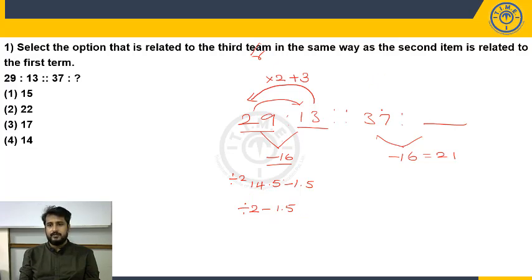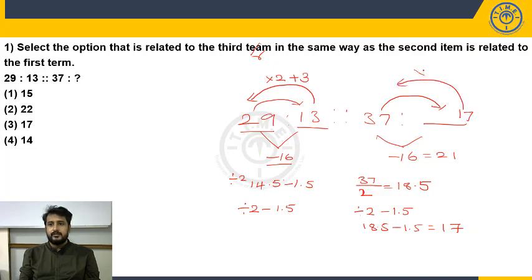By applying the same logic, from here to here, 37 divided by 2 is 18.5. But my logic is divided by 2 minus 1.5. So 18.5 minus 1.5 is equal to 17. Or by going through the choices, I can say that 17 2s are 34 plus 3 is 37. So it is available in the choices, so no need to go for further logics. There can be so many ways you can represent, but in one of the ways we got the answer already, no need to go further.